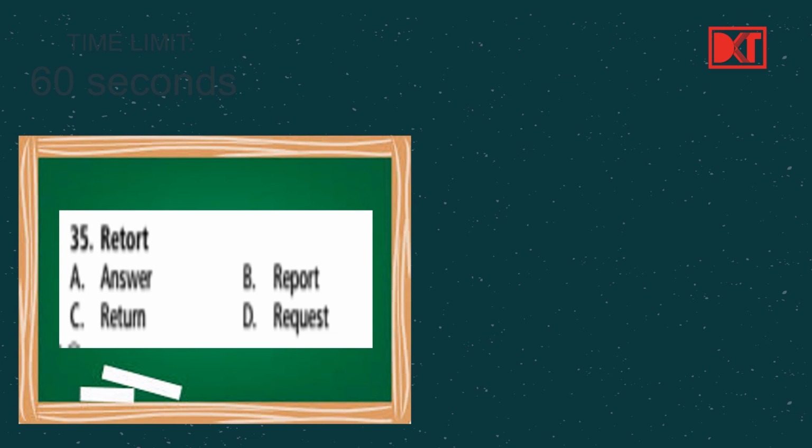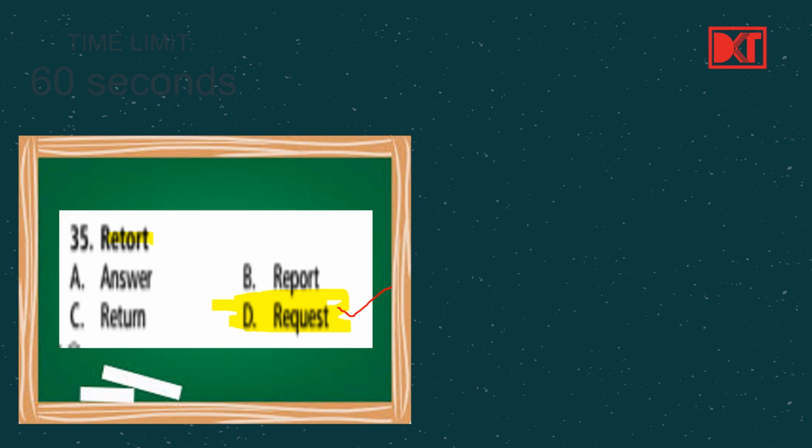Alright, so the next word is retort. Here the options are A. Answer, B. Report, C. Return, and D. Request. Now here the antonym of retort is D. Request. Now request means asking something or asking for something in a polite and respectful manner.